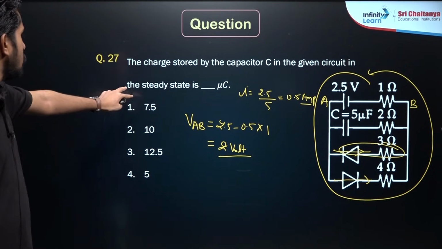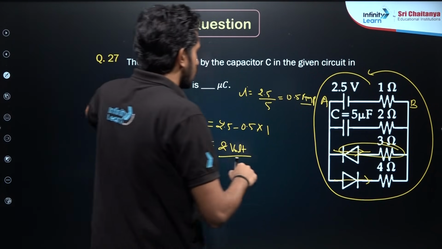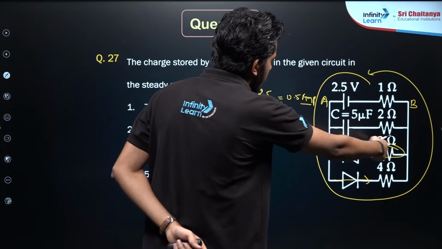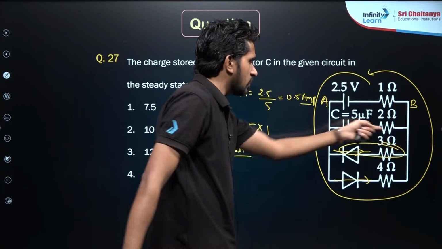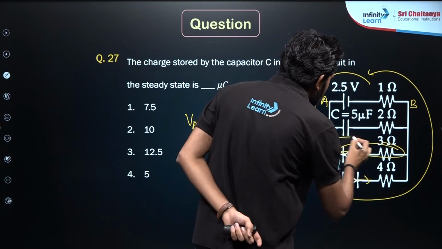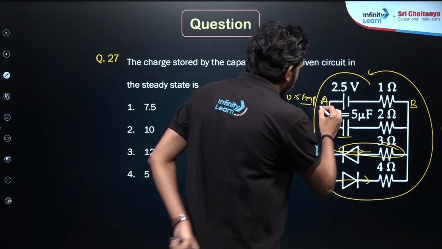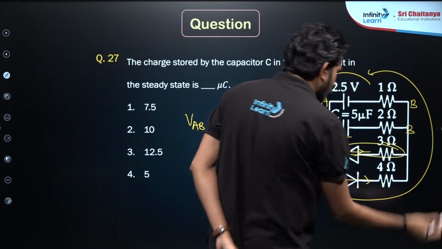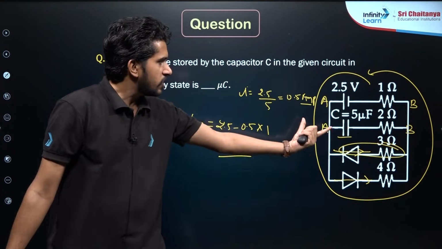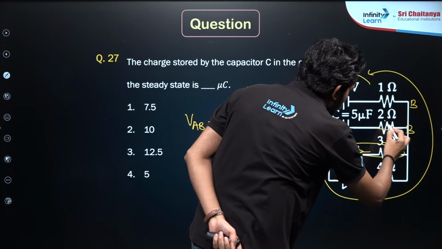But what do we need? The steady state. Okay, we need charge. Now in the steady state the charge flowing will be 0 in this, because once it gets charged then current will be 0 in this. So whatever VAB we have, that VAB will be here. Yes or no? The same voltage difference will be here.